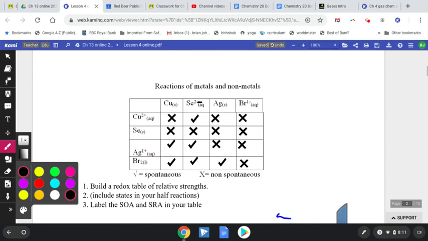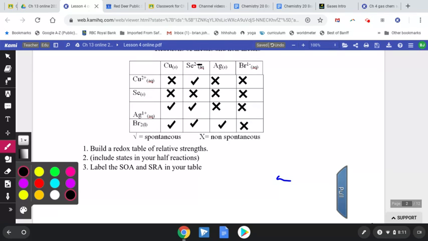Okay, the second thing you learned how to do is build tables of relative strength. The first thing you need to do is identify your oxidizing agents. Is it the column or the row? You look for the more positive set because those are the ones that gain electrons, and that would be these guys. Cu2+ is more positive than Cu. Se is more positive than Se2-.